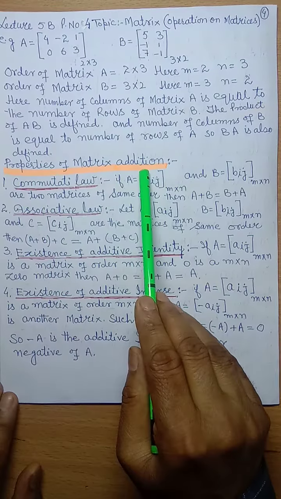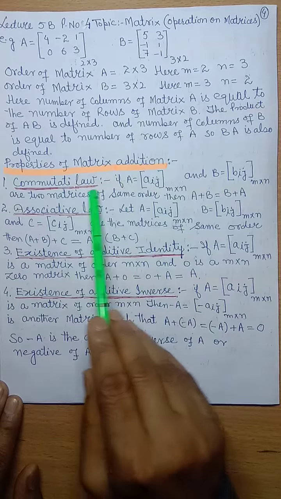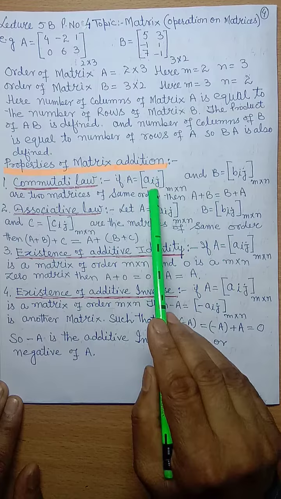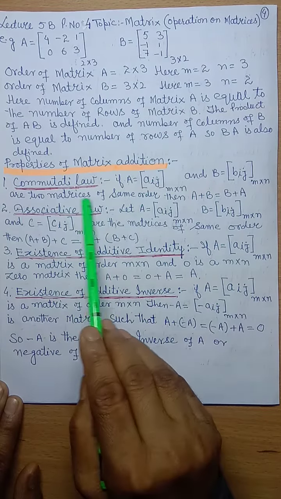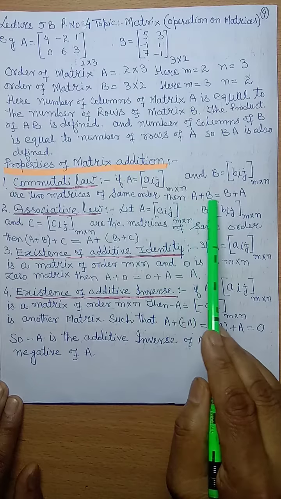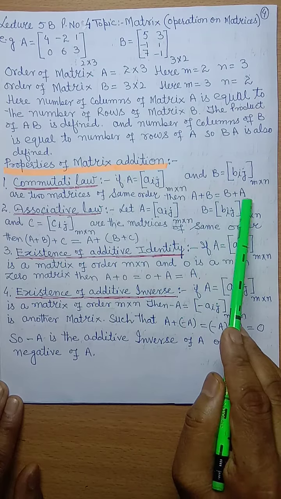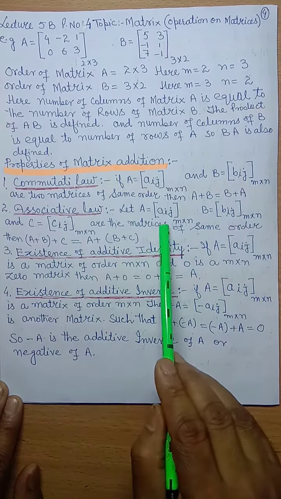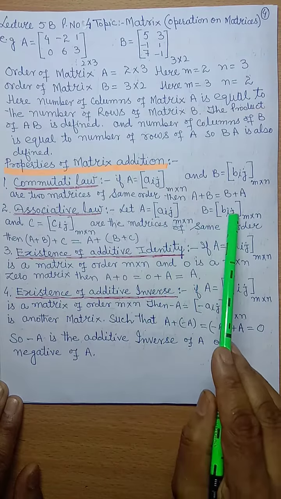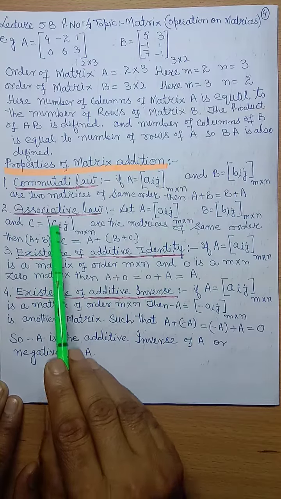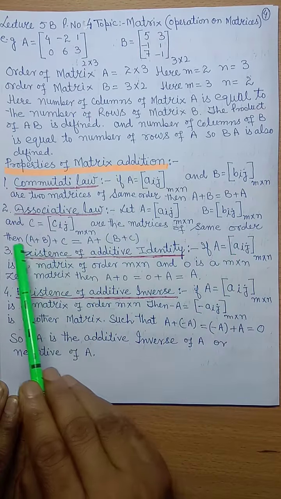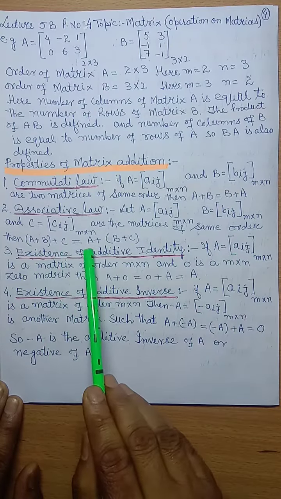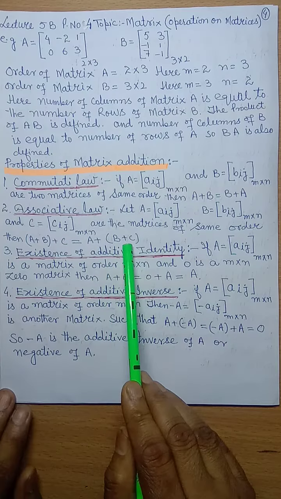Properties of matrix addition. Commutative law. If A is equal to Aij m cross n and B is equal to Bij m cross n are two matrices of same order, then A plus B is equal to B plus A. Associative law. Let A is equal to Aij m cross n, B is equal to Bij m cross n and C is equal to Cij m cross n are matrices of same order, then A plus B plus C is equal to A plus B plus C.